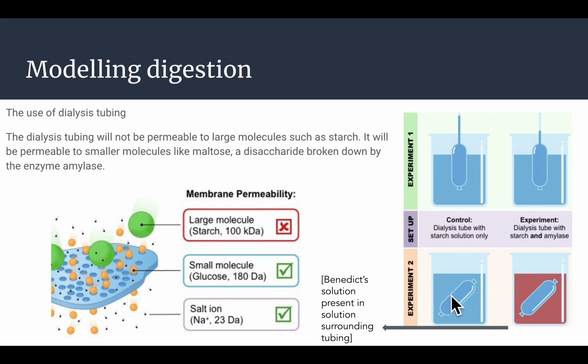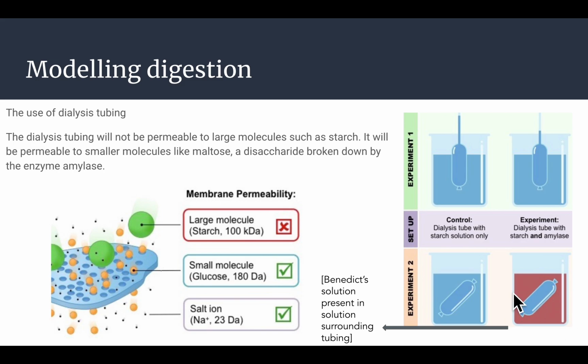And in this second experiment, they put Benedict's solution outside of the dialysis tubing, and the Benedict solution present basically illustrates what's going on here outside of the dialysis tubing. So Benedict solution tests for reducing sugars. So as the starch is broken down into maltose by amylase, the maltose will leave the tubing via a process of diffusion, so high to low concentration gradient.